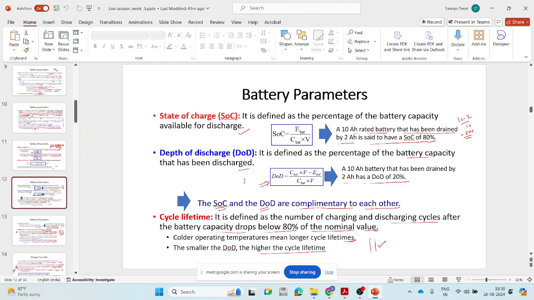And the cycle lifetime is another parameter that is used to check which battery is suitable or not. It's basically the number of charging and discharging cycles before the battery capacity drops to 80% of its nominal value. So higher the cycle lifetime, better is the battery. Colder temperatures are favorable for longer lifetime, and smaller the depth of discharge, higher will be the cycle lifetime. That's true, right?